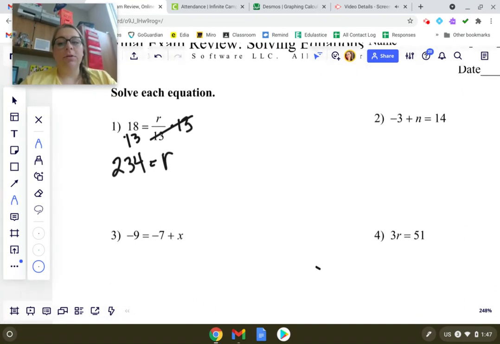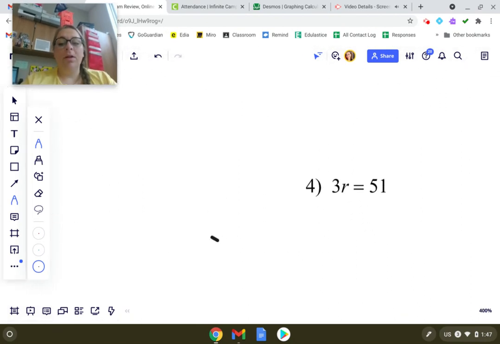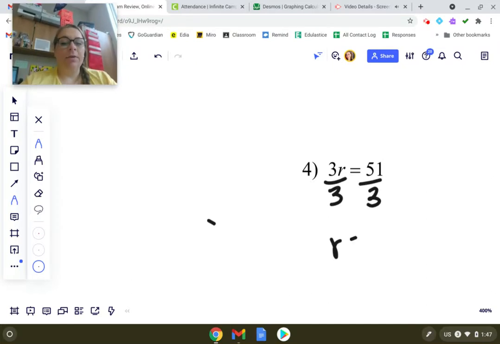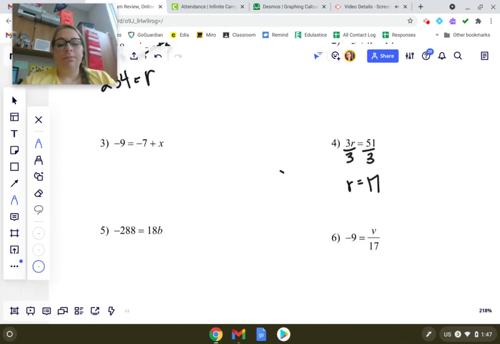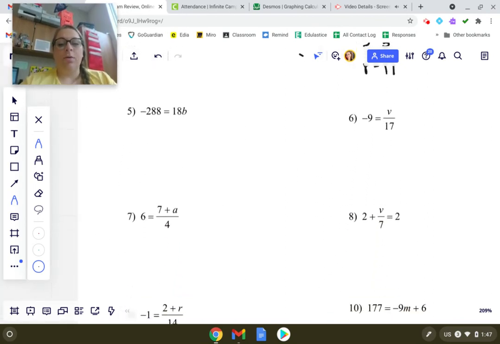So for number two, get n by itself by getting rid of that minus 3. Again, what's the opposite of a minus? Add. So you'd add there. Same thing for 3. For 4, again, you've got 3 times r, so the opposite of multiply is divide. And 51 divided by 3 gives me 17. Okay, so there's our one step.